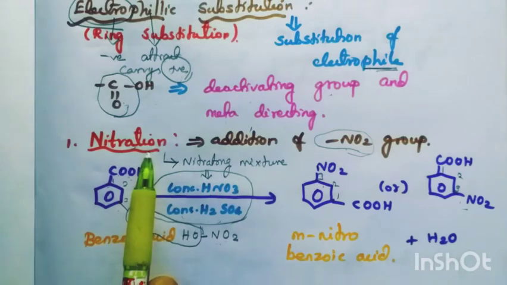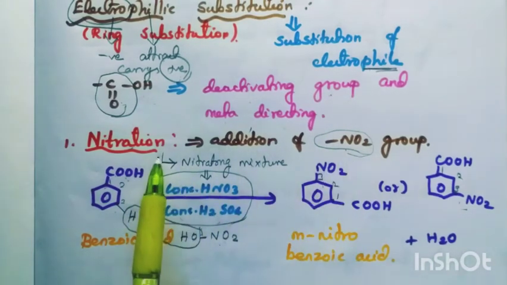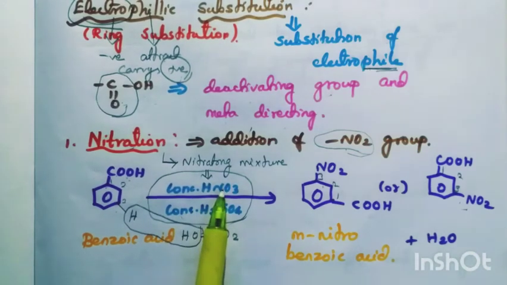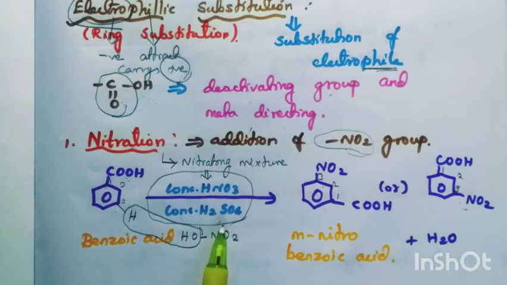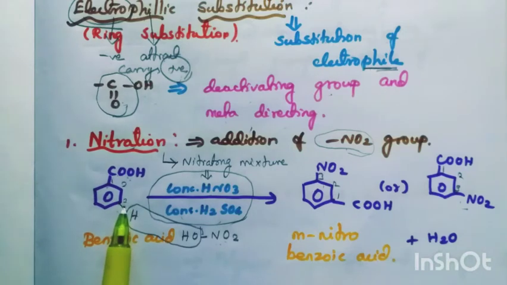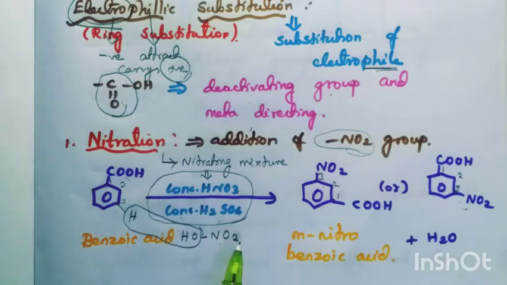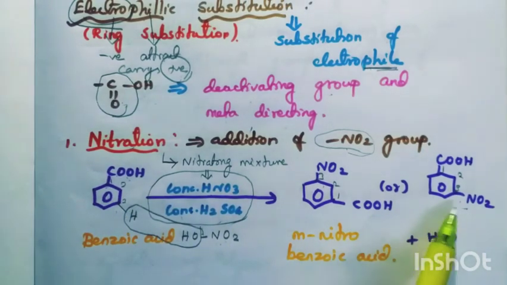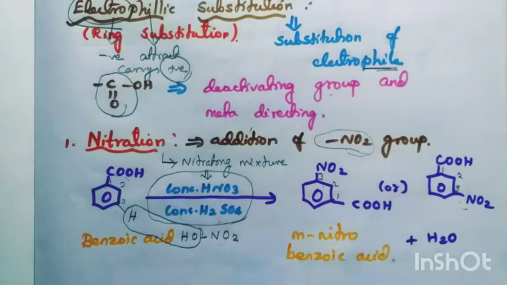So nitration means addition of NO2. For that, we need a nitrating mixture. What is that nitrating mixture? Concentrated nitric acid and concentrated sulfuric acid. Nitric acid only is involved in the reaction. The reaction takes place in an acid medium. It is meta-directing, no? So the meta-position hydrogen is involved in the reaction to remove a water molecule. So NO2 is added to the third position. We can write it in this way or in this way.